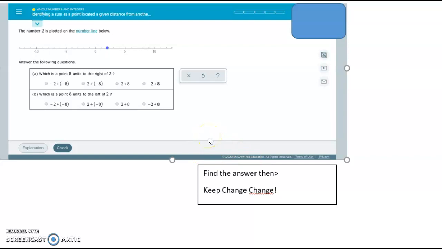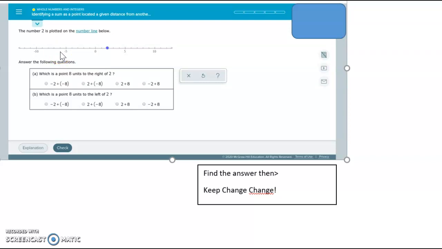And let's move on to question 2, which is a point 8 units to the left of 2. So, like I said, we're going to move either right or left, and in this case, we're moving to the left. So we have 2 here. Let's move 8 units. 1, 2, 3, 4, 5, 6, 7, 8. So we landed at -6.